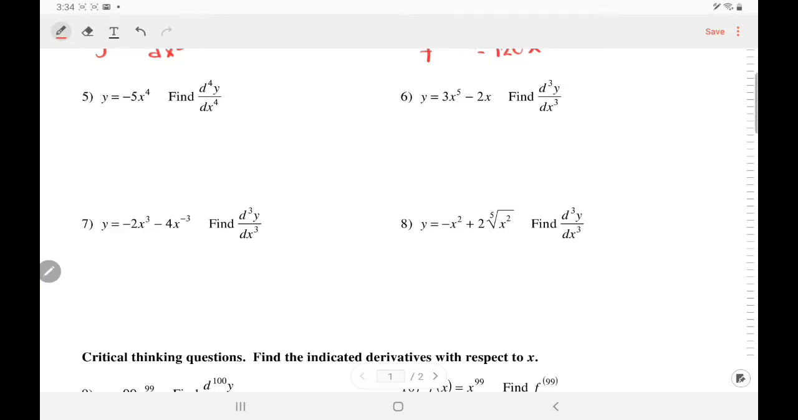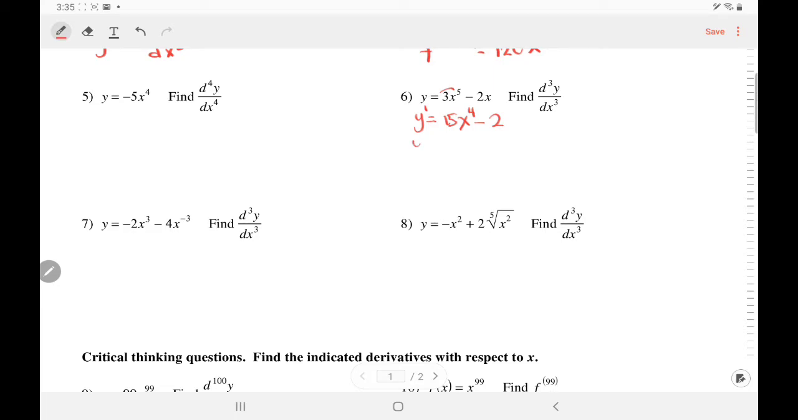In number 5, d4y over dx to the 4th simply means doing it 4 times. Let's practice on number 6. So first derivative y prime. Using rule number 3, multiply, that would be 15x. Reduce the 5 by 1, it's 4. Now treat the second term separately. Deriving that using rule number 2, it would just be your constant -2.